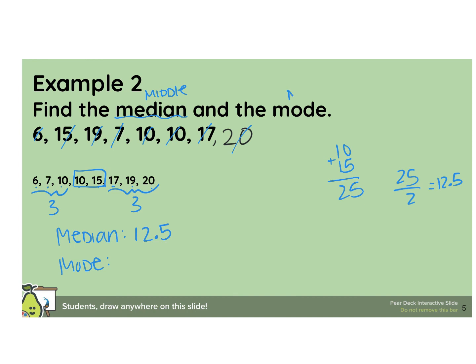The number that is used the most. For this one, it's just 10. I've got 2 10s. No other number repeats, so the mode is 10. The median is 12.5. So those are the different examples of how you can find the median and the mode.